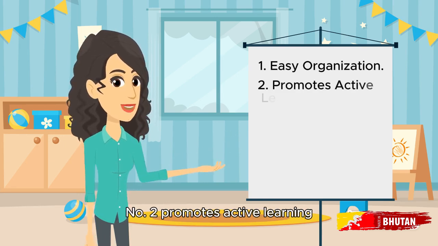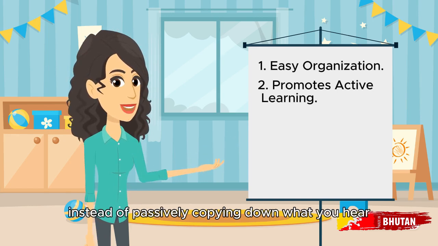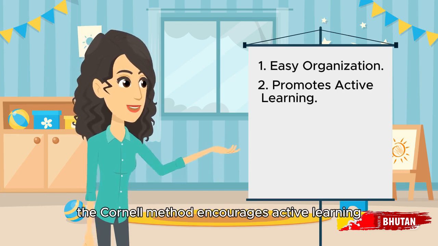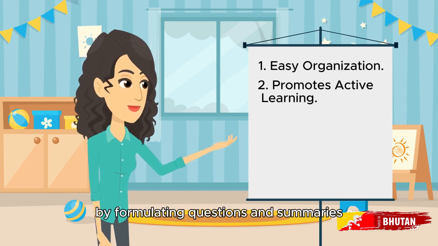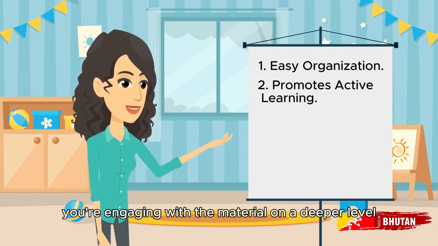Number 2. Promotes active learning. Instead of passively copying down what you hear, the Cornell method encourages active learning. By formulating questions and summaries, you're engaging with the material on a deeper level.